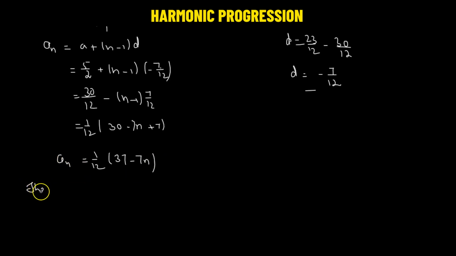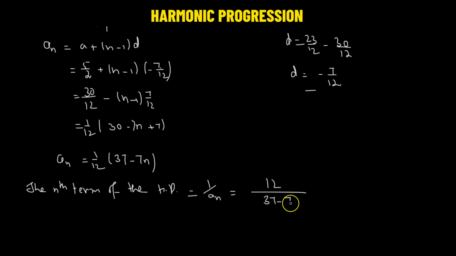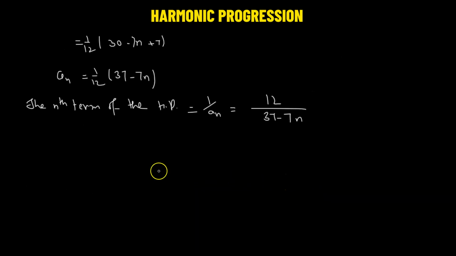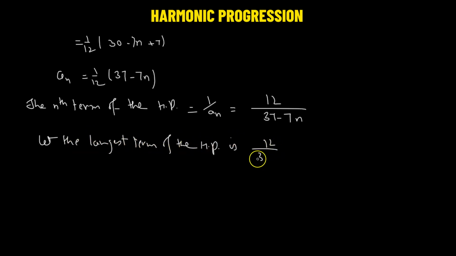So the nth term of the harmonic progression will be the reciprocal of the nth term of the arithmetic progression. That means we have 12 over 37 minus 7n. Since we have to find the largest term, suppose the largest term of the harmonic progression is 12 over 37 minus 7n. If this is to be the largest term, then the denominator 37 minus 7n has to be the smallest one. That means we have to find the least positive value of 37 minus 7n, making it as small as possible.